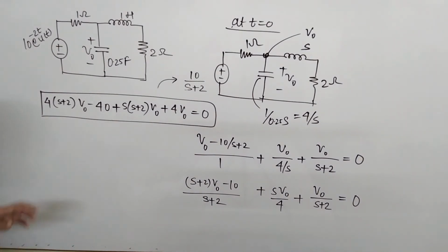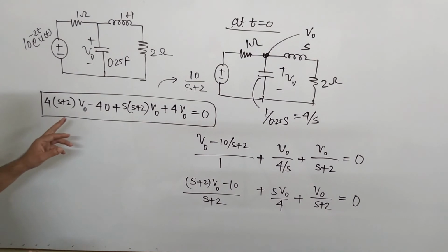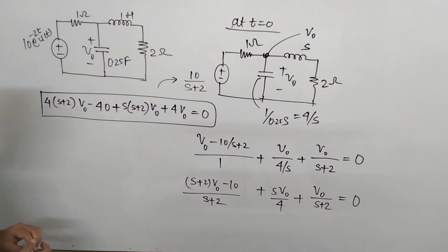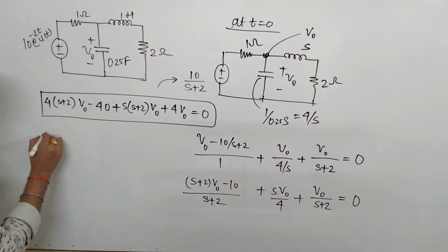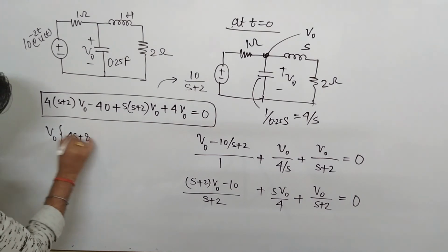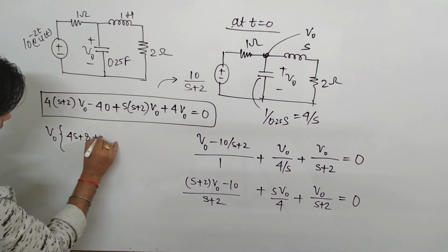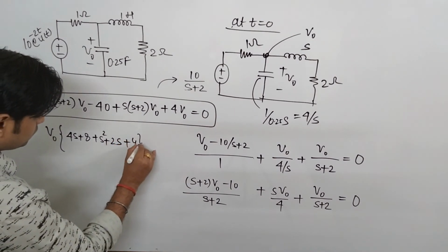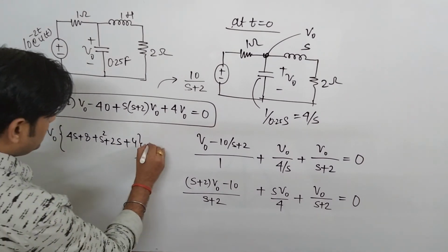4 into S plus 2, so that S plus 2 will cancel out, so it comes to be 4 into S plus 2 V naught minus 40 plus S into S plus 2, and that is 4 V naught. Okay, now you solve it. Take V naught as common. I am solving it. It is 4s plus 8 plus s square plus 2s plus 4, okay, that is equal to 40.